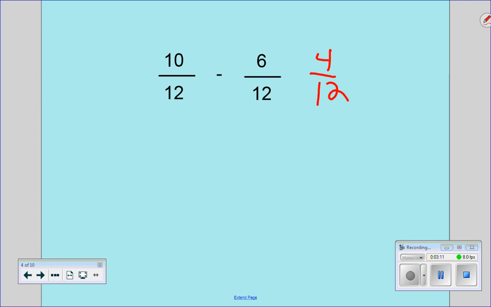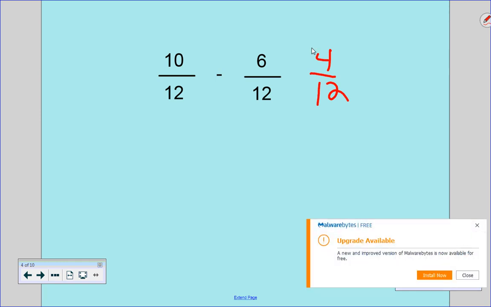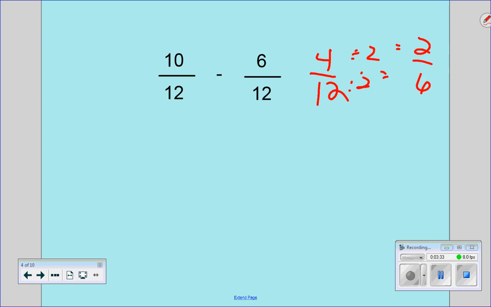Today, you have got to reduce. If you can reduce, you need to reduce. So if I look at 4 and 12, what's something that goes into 4 and 12? How can I start reducing, McKenna? Okay, so let's reduce by 2, I think that's what she's doing. Divide by 2, divide by 2. I get 2 out of 6. Can I reduce again? Yep, I can reduce again by 2. So I end up with 1/3.